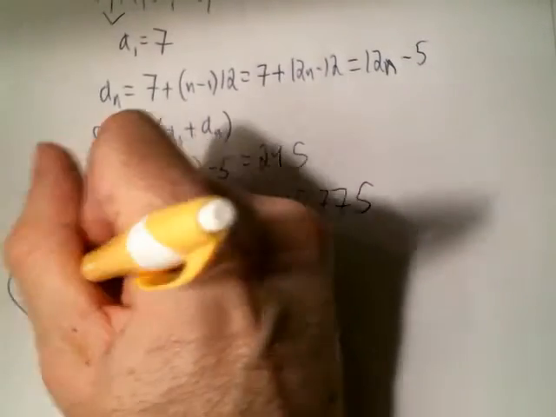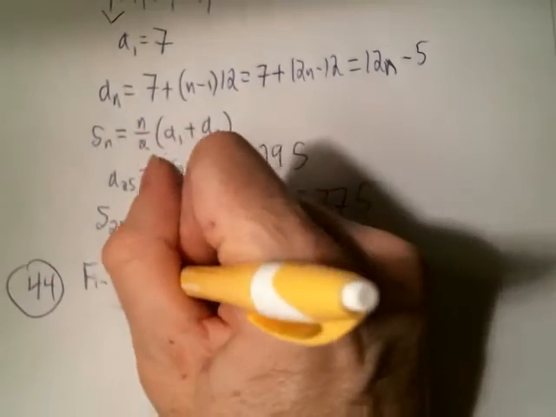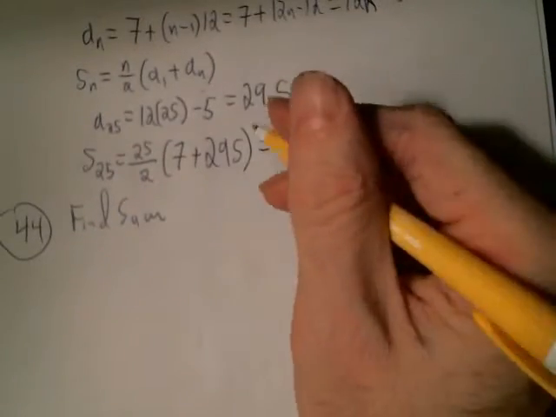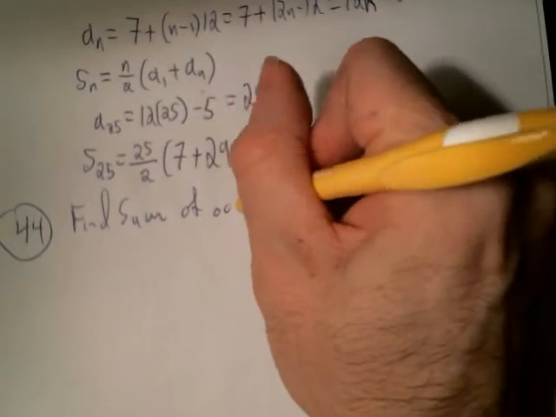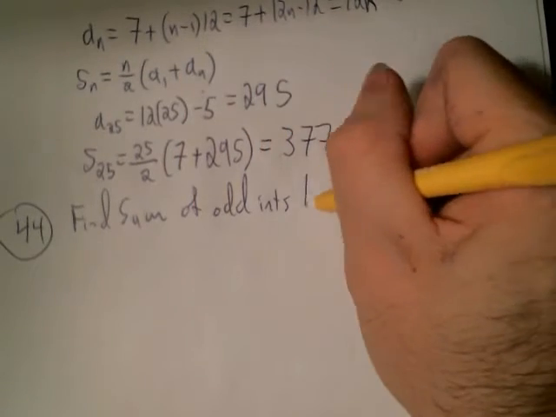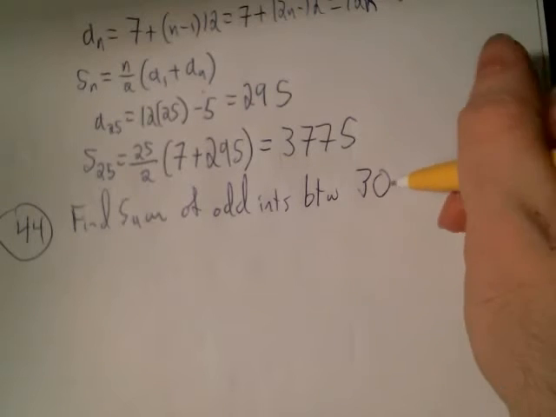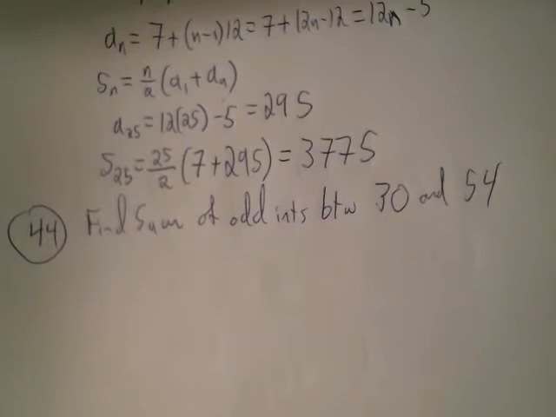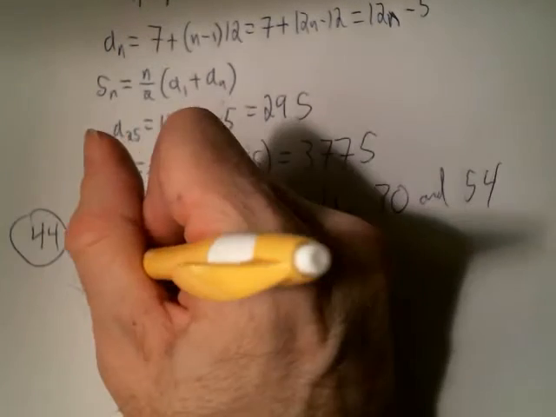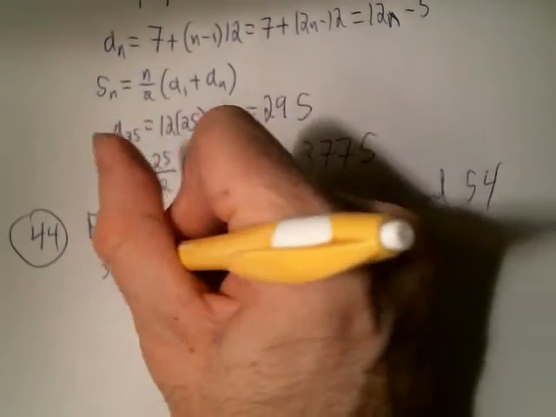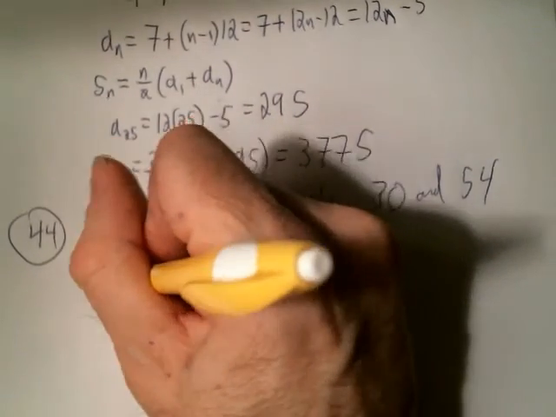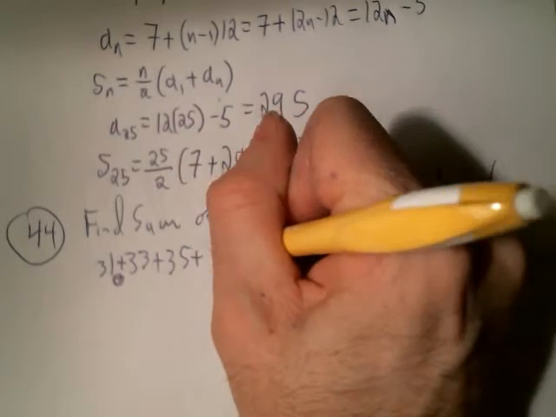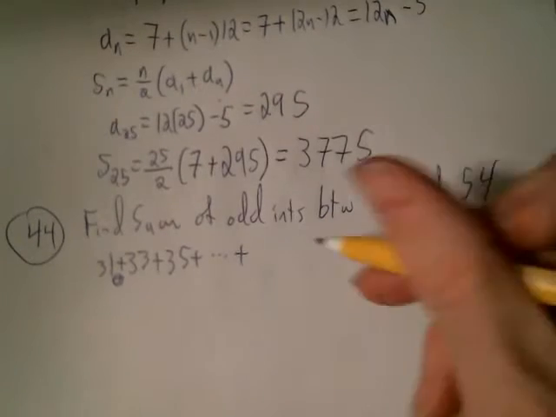Let's look at another one. So 44. Find the sum of odd integers between 30 and 54. You can think of the sum of the odd integers as the sum of the sequence 31 plus 33 plus 35 plus dot dot dot, all the way up to 53.